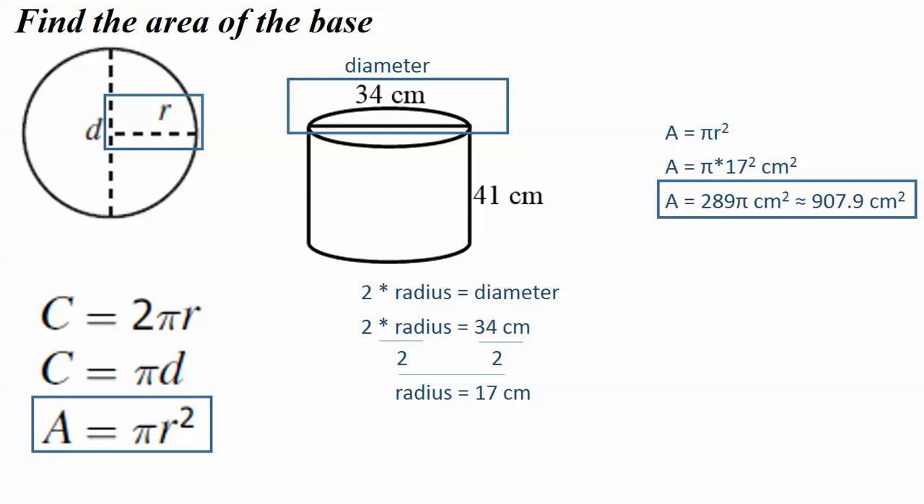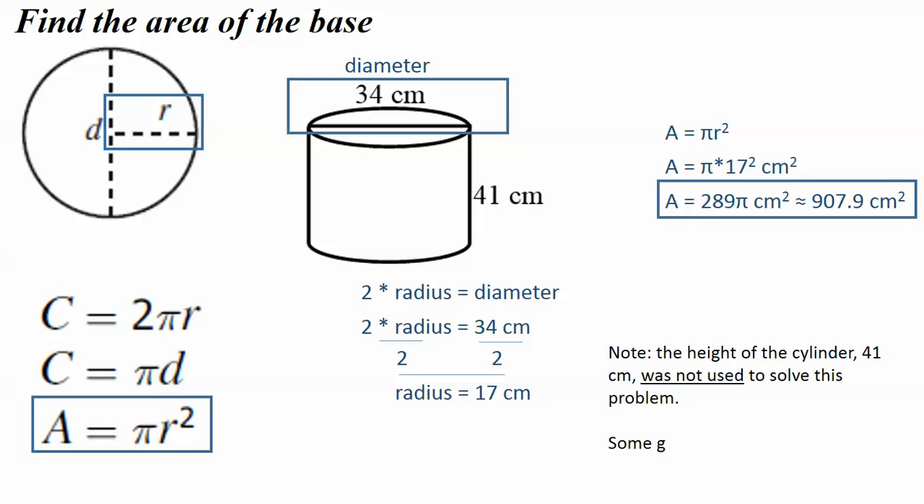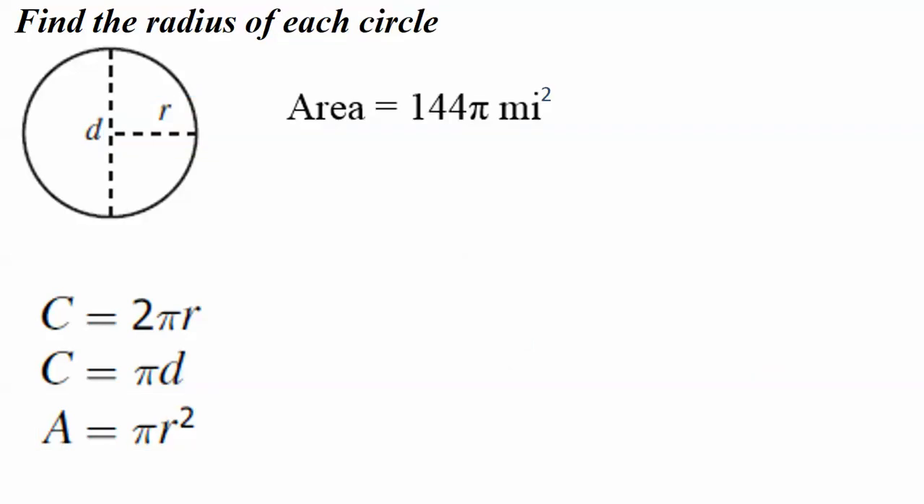Lastly, let's try working backwards. Or, wait, one thing to note. Do you see that 41 centimeters? Note, the height of the cylinder, 41 centimeters, was not used to solve this problem. Some given information is not relevant. We could kind of ignore it. Let's find the radius of a circle.